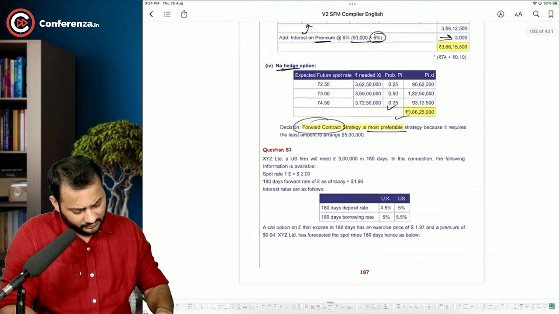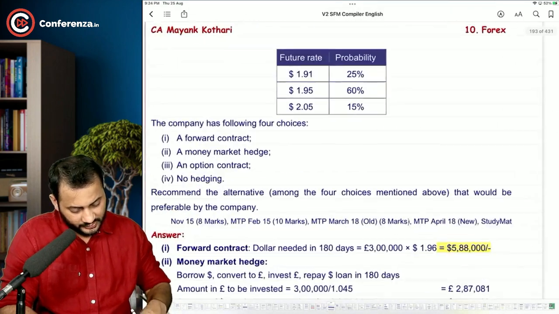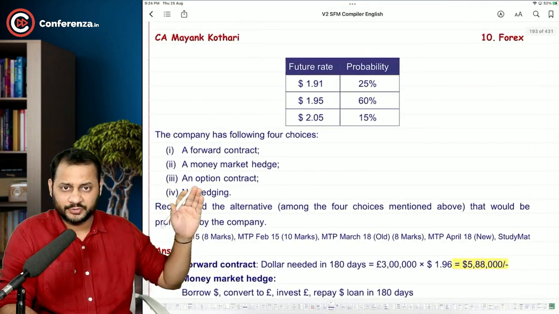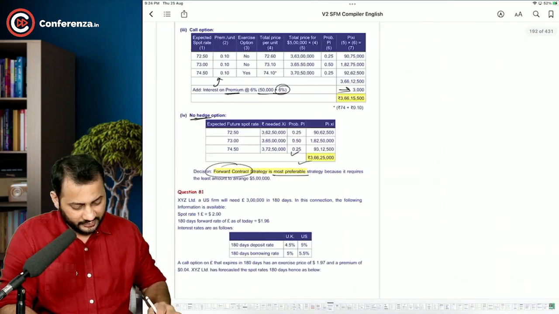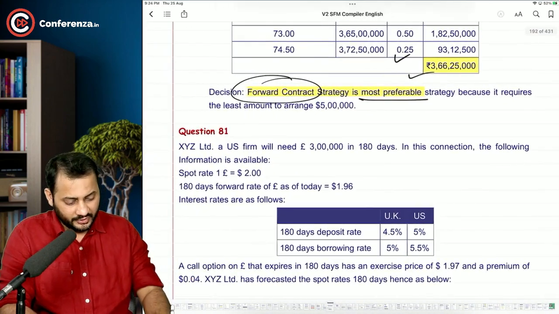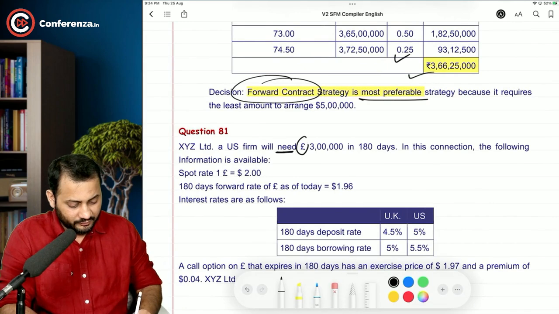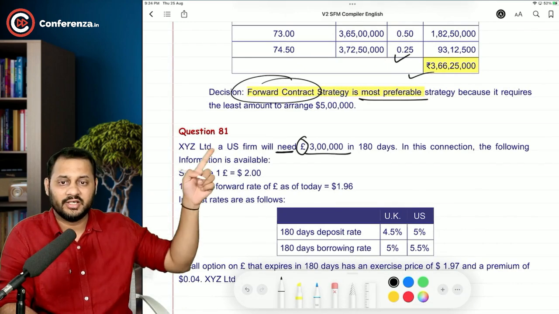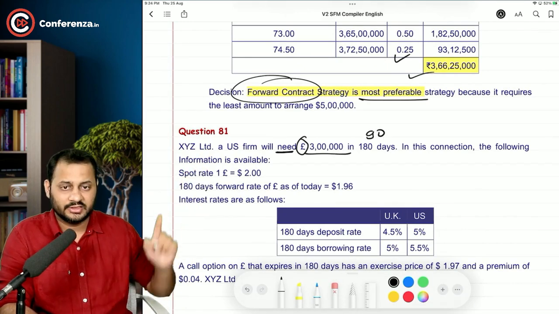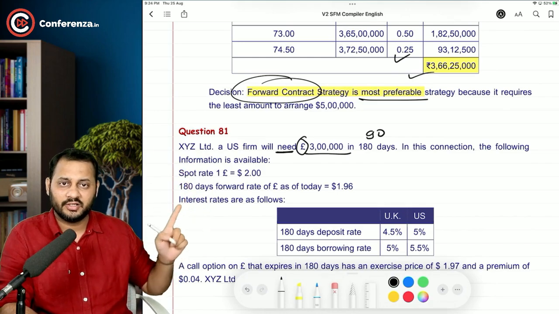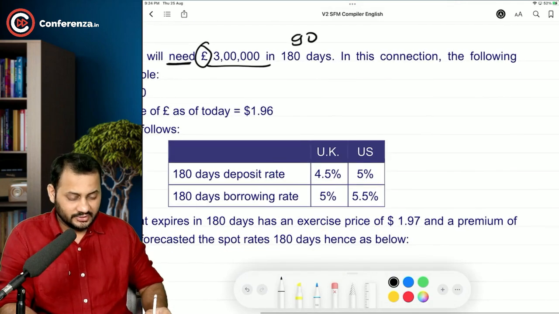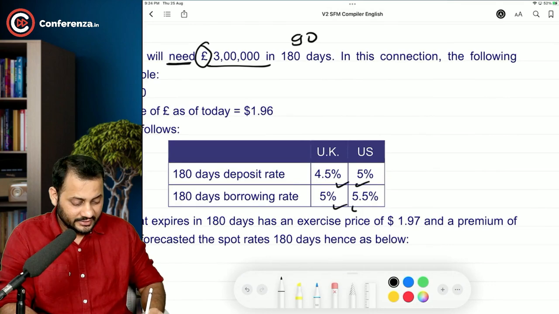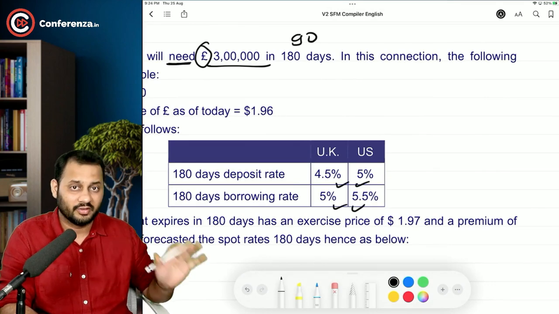So we have a similar question here. In this case also forward, money market, option and no hedging. And you can clearly see this is a similar question. Instead of $5 lakh, we need 3 lakh pounds in 180 days. Instead of 90 days, it's 180 days. Spot rate, forward rate, interest for that 180 days is also given. Please consider these rates for 180 days, not for per annum.